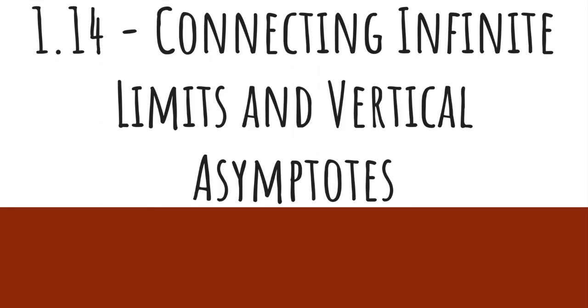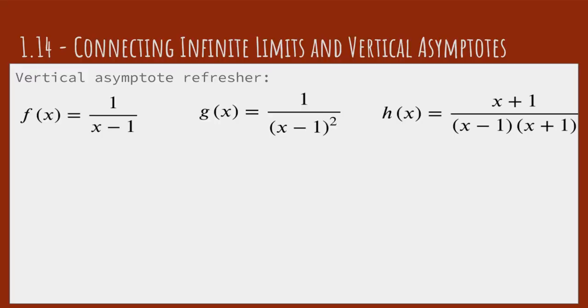I want to continue our conversation about limits by connecting them to something we should already be a little bit familiar with, and that is vertical asymptotes. So let's start with just some examples of functions here, and all three of these functions are going to have a vertical asymptote. And I want to talk about why using some pre-calculus ideas and then connect that to limits and how we can connect that to calculus.